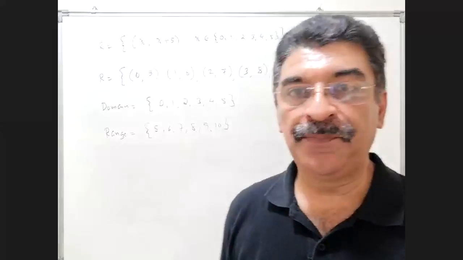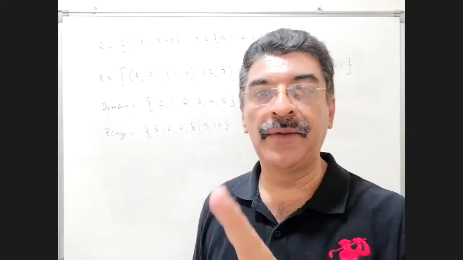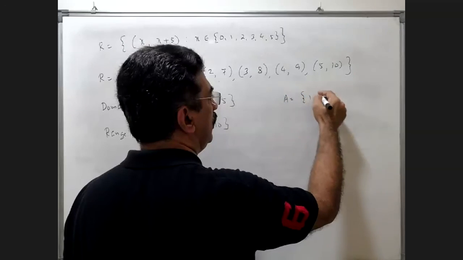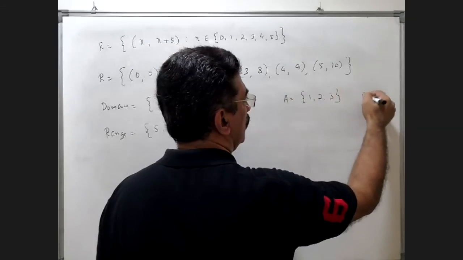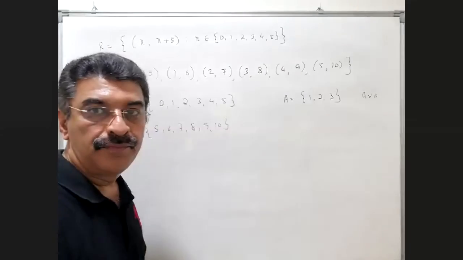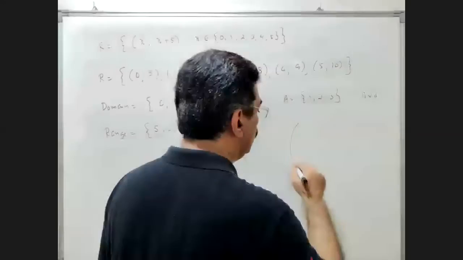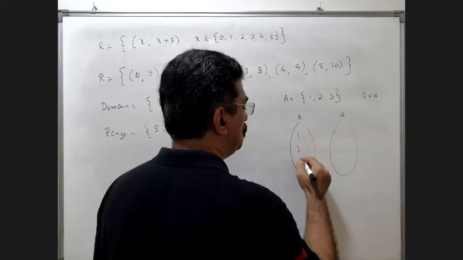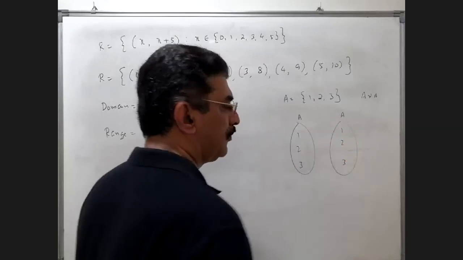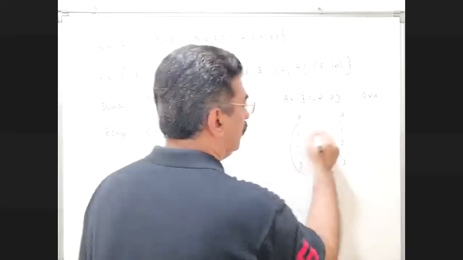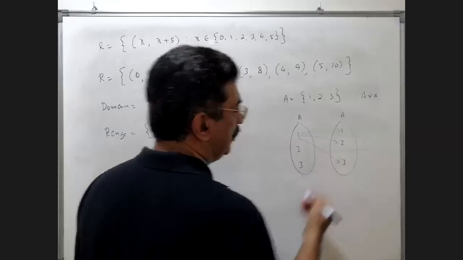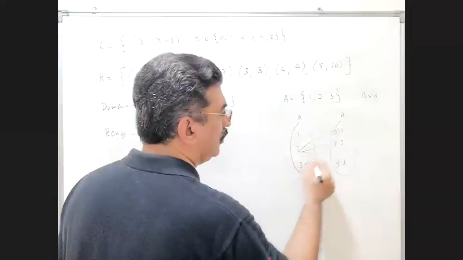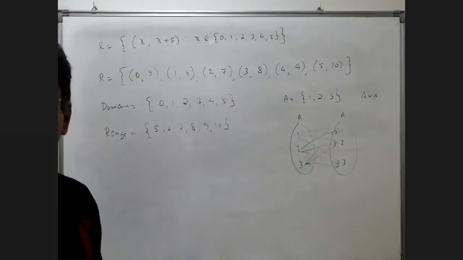One of you asked me how to write A cross A in an arrow diagram. For example, if A is {1, 2, 3}, A cross A is a relation from A to A. So write A: 1, 2, 3, and again 1, 2, 3. Then draw arrows: 1 to 1, 1 to 2, 1 to 3; 2 to 1, 2 to 2, 2 to 3; 3 to 1, 3 to 2, 3 to 3. This is A cross A in an arrow diagram.